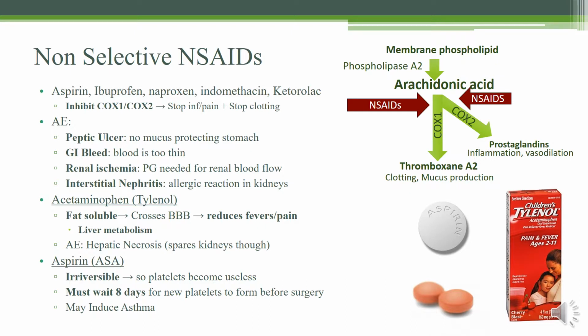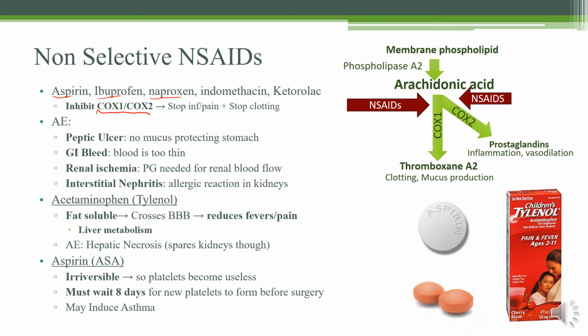Now let's talk about non-selective NSAIDs. These are probably one of the more popular drugs on the market because they're so often used over the counter for pain and inflammation. So you probably recognize aspirin, ibuprofen, naproxen. Maybe you don't recognize naproxen, indomethacin, or ketorolac, but it's still very important for you to memorize all of them. And you should know that they inhibit both COX-1 and COX-2.